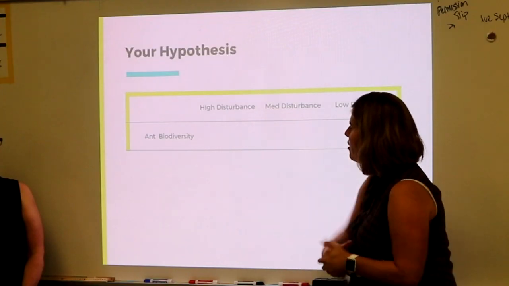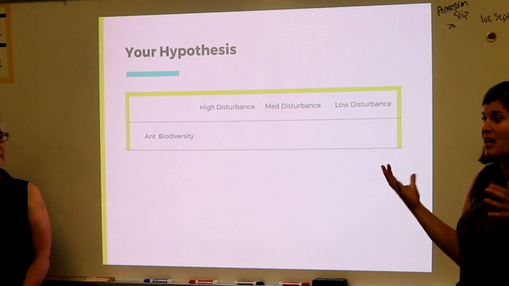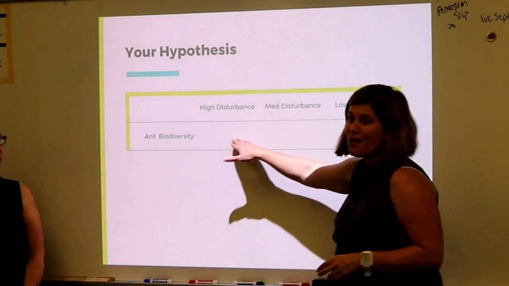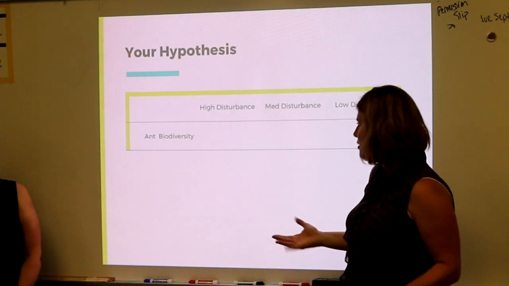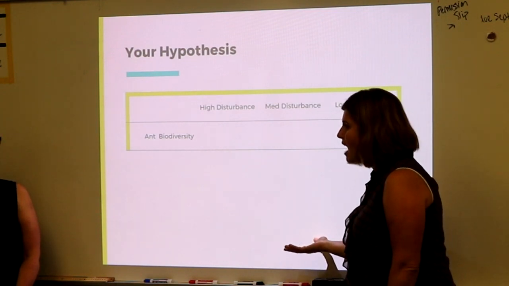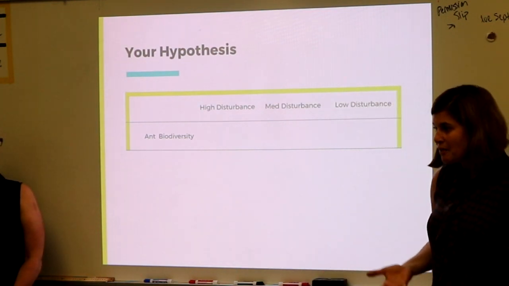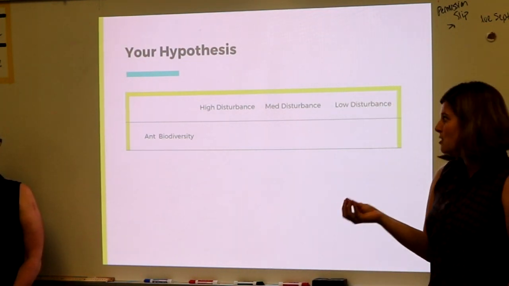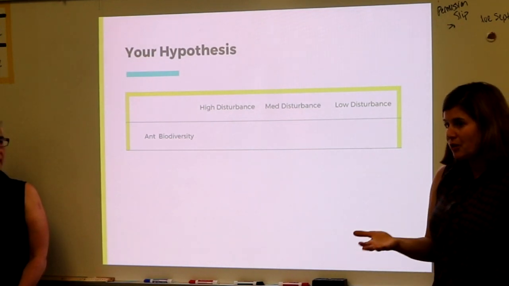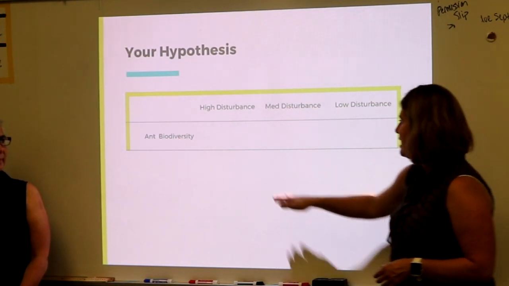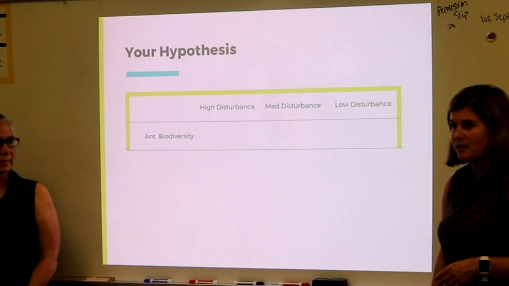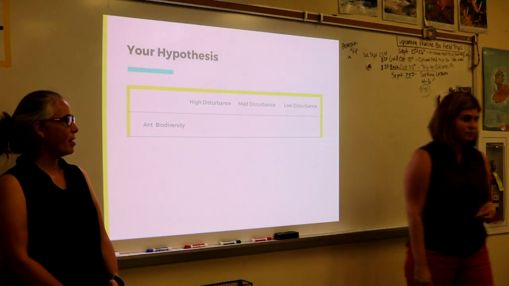So maybe you thought that in an area that had high disturbance, biodiversity would be a little lower. What we want to do now, you have all that data that you collected. Let's do some mathematical calculations to see if your data supports the hypothesis that you came up with. Always comes back to numbers.